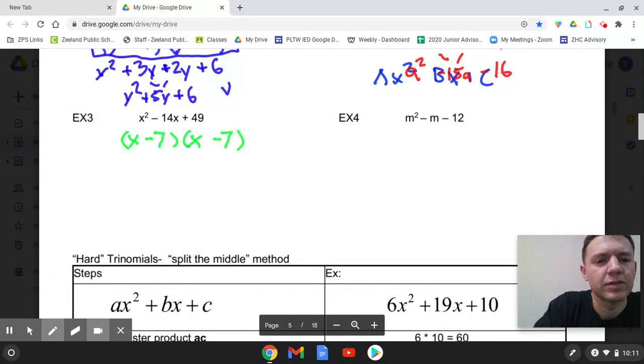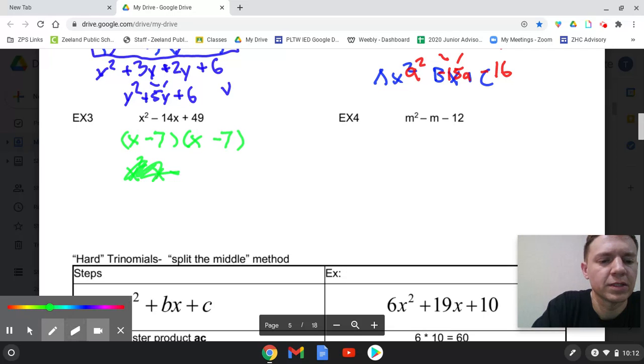And let's FOIL just to make sure. X times x is x squared. X times -7. Ooh, that's bad. Let me just erase that real quick. All right, start over. FOIL this out to check.